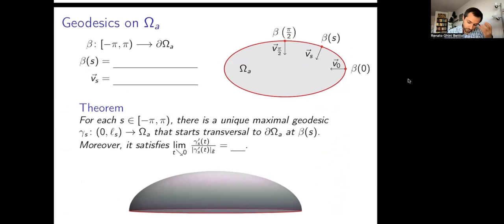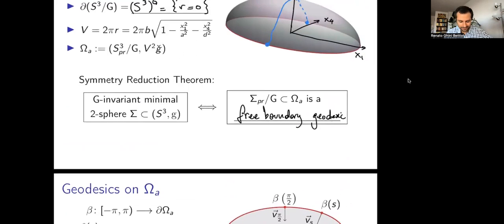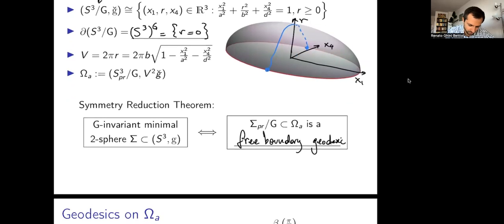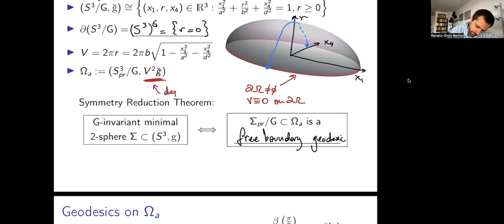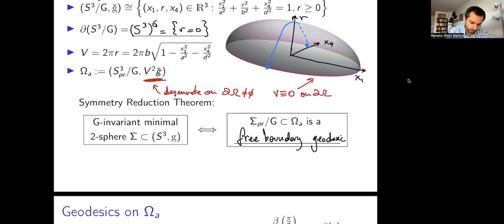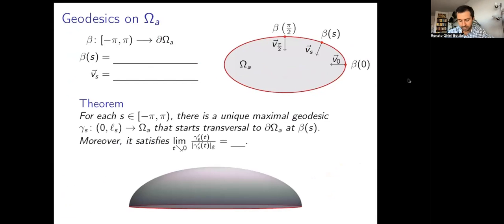So unfortunately, or fortunately, perhaps, the boundary is degenerate. Let me remind you here that the boundary is degenerate. The metric here degenerates, so V is identically equal to 0 on the boundary. So when I write this metric, it's degenerate on the boundary. So the existence of geodesics starting from the boundary needs to be addressed.